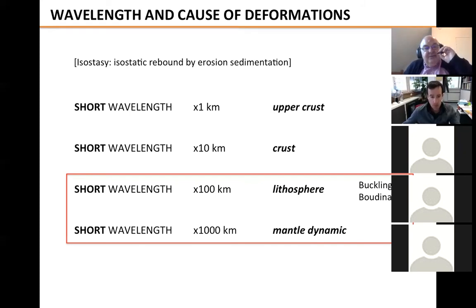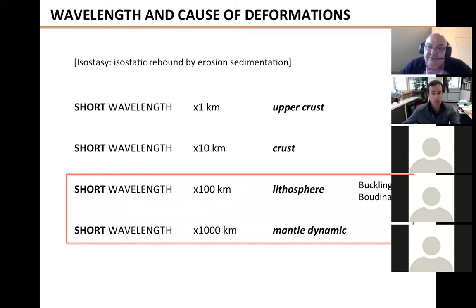So a point that I really want to insist on, and with Seb we share a common culture about that, because this is a Rennes culture, is that there is a direct relationship between the wavelengths of the deformations and the curves. Okay, so this is something that is marvelous. So it means that looking at the wavelengths of a structure, looking at the wavelengths of a relief, we can infer a possible cause. Okay?